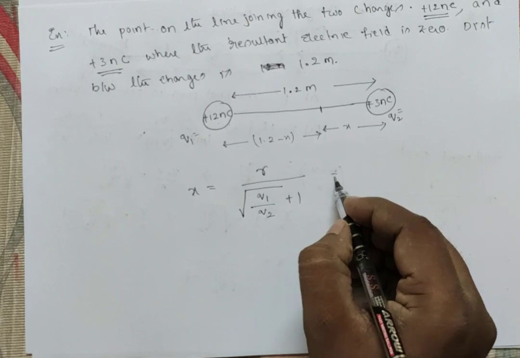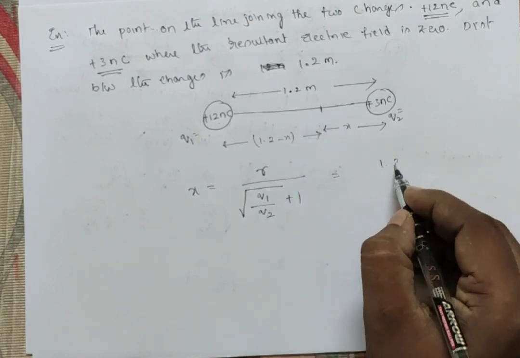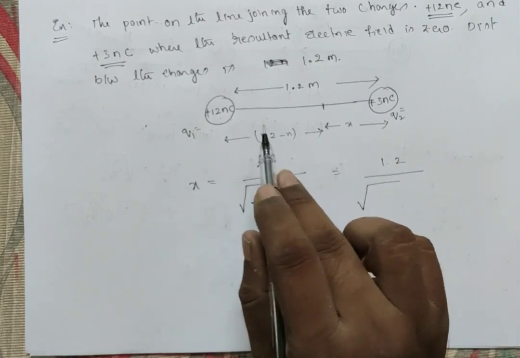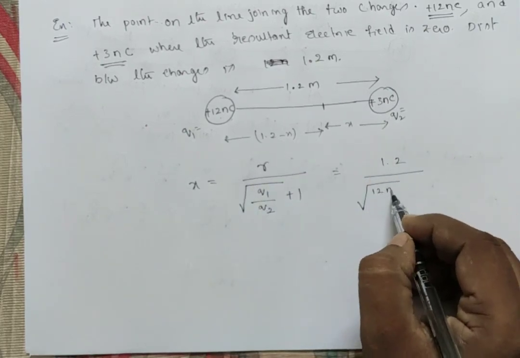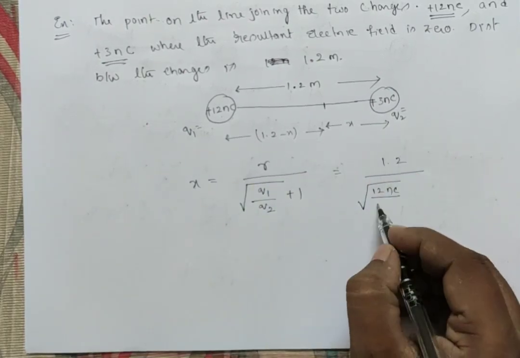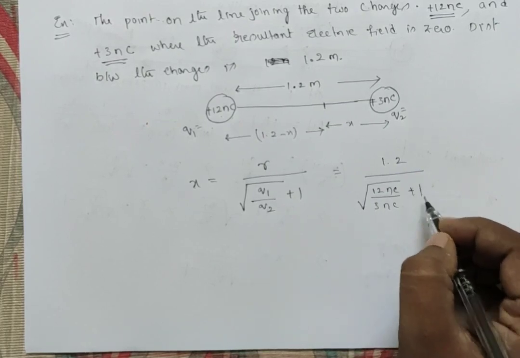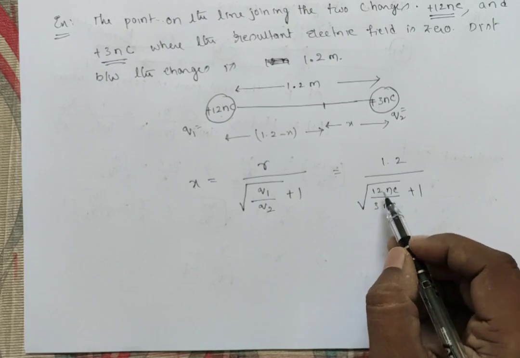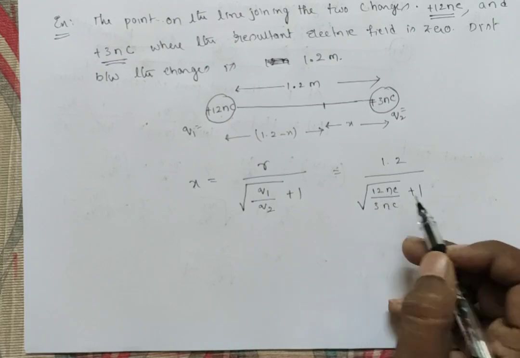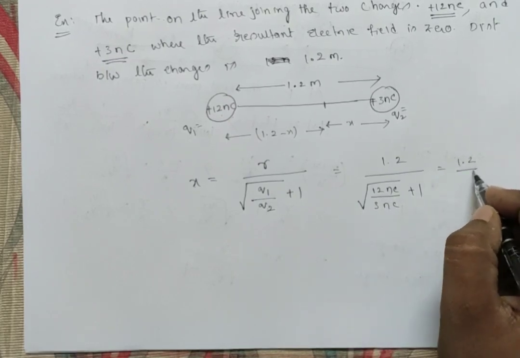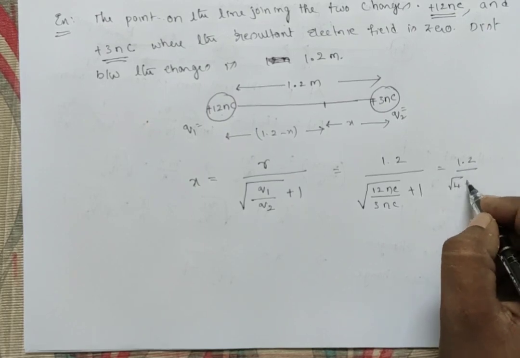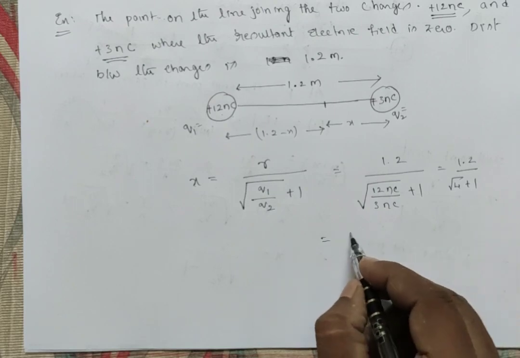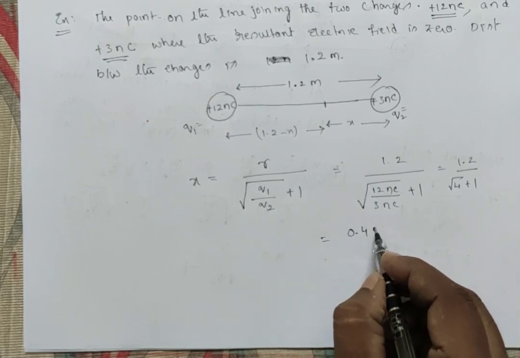That's it. Now r is 1.2 meter divided by the square root of q1, which is 12 nanocoulomb, by 3 nanocoulomb, plus 1. So nano cancelled. 12 by 3 means 4, and the square root of 4 means 2. That is 1.2 by root 4 plus 1, that is 3. So 1.2 by 3 means 0.4 meters.